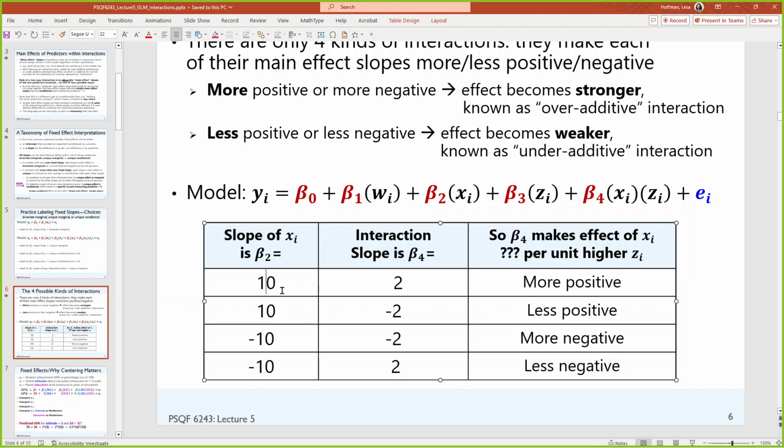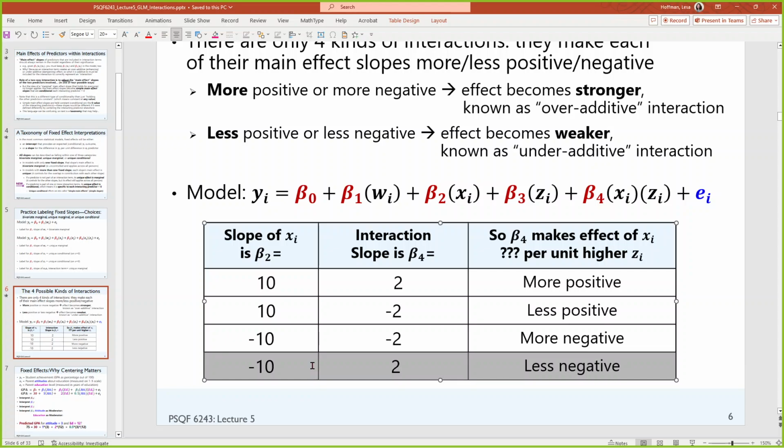So the mores, these are making your effect of x stronger as a function of z. You're moving the slope further away from 0 in either direction. The lesses are doing the opposite. They are moving the slope towards 0 in either direction, and they're therefore making the effect smaller.